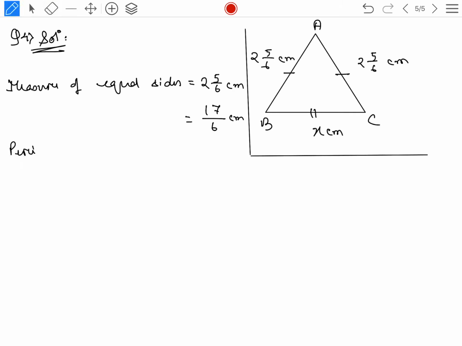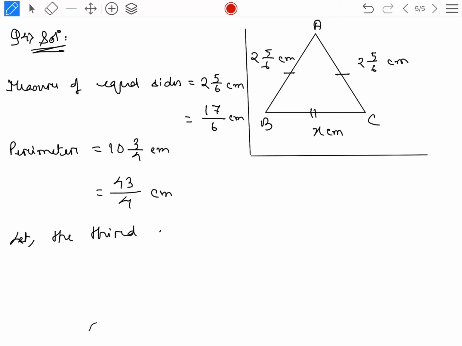Now see, perimeter is given to us. Yes or no? What is the perimeter given? It is given 10 3/4 centimeter. So this can be converted: 4 tens are 40, 40 plus 3, 43/4 centimeter. Understood? Now according to the question, before that you have to write: let the third side be x centimeter.